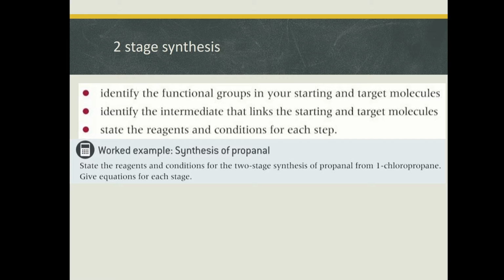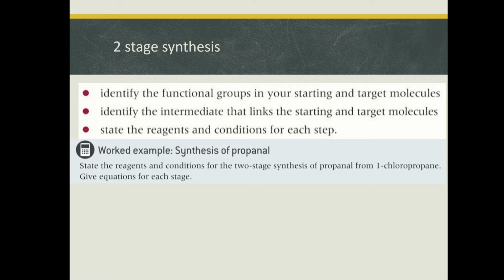So if you have an alcohol in your starting material and you know that your product is an alkene, you know at some point you're going to have to do a dehydration reaction. I'm going to work through an example now, and it's how do I make propanal. I've got the starting material given of 1-chloropropane, and I've been asked to give equations for each stage.